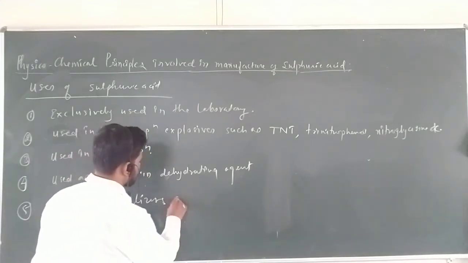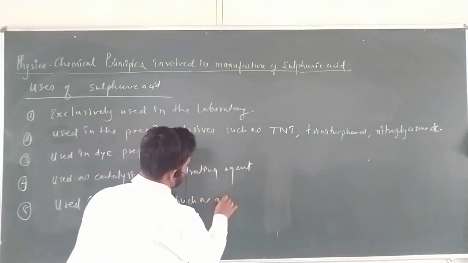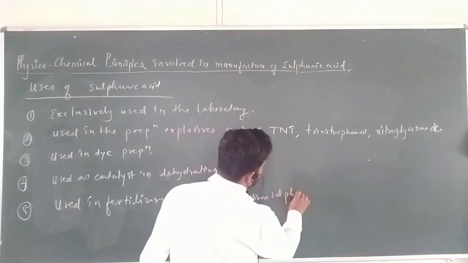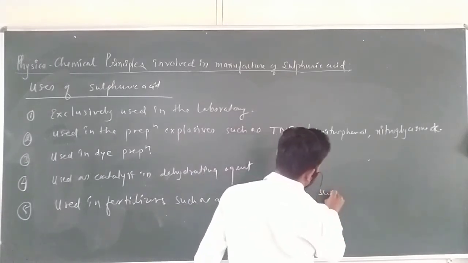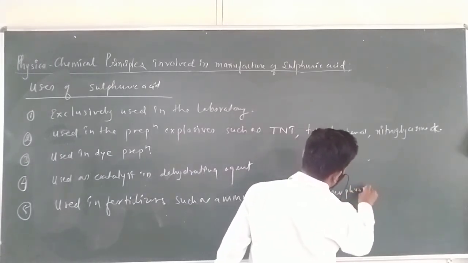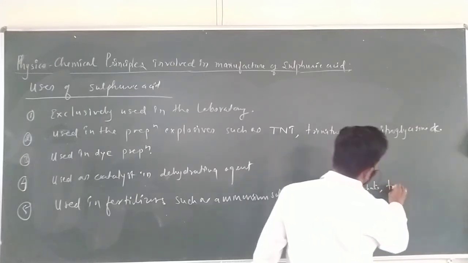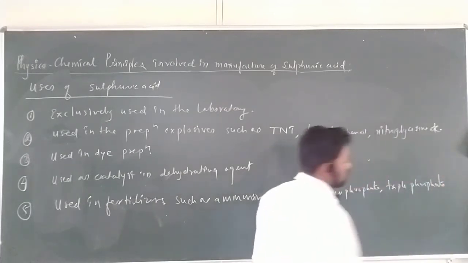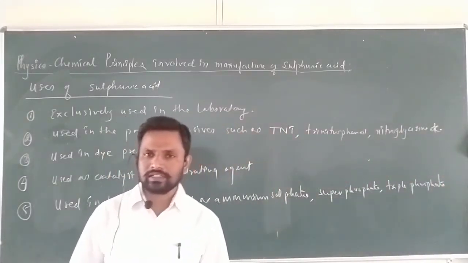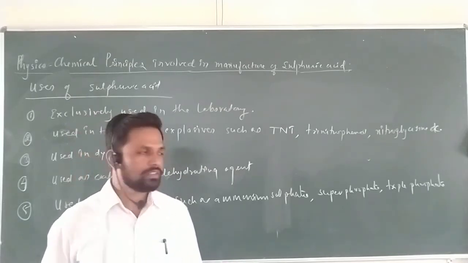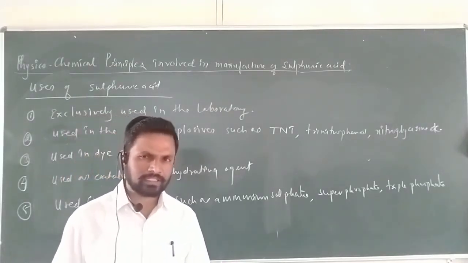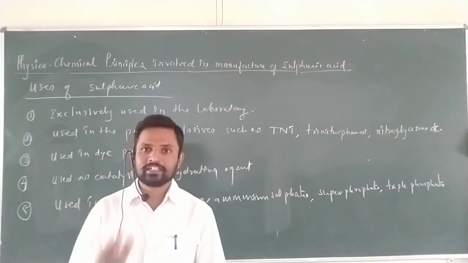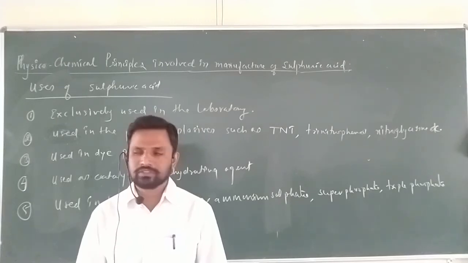Fertilizers such as ammonium sulfate, superphosphate, triple phosphate, etc. So, in the preparation of fertilizers, a lot of sulfuric acid is used. So, these are some of the applications. Other than these applications, we have a lot more, even the pharma industry, the textile industry, the plastic industry; in different industries this sulfuric acid is used.